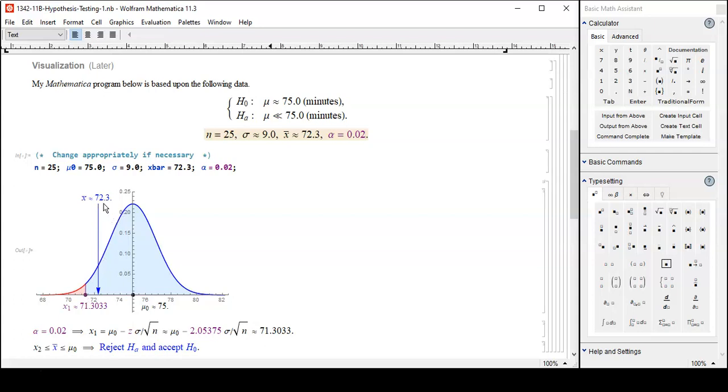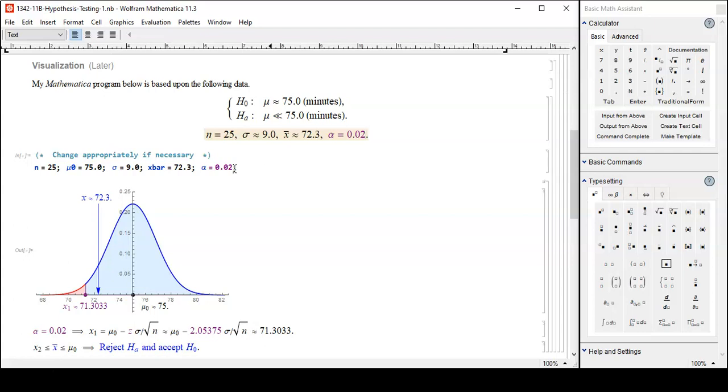That's a threshold, but the observed sample mean was 72.3. It fell in the blue region, right? That's 2% here. And that's close enough to the null. So close to null, then I go with null. It's easy to see graphically.